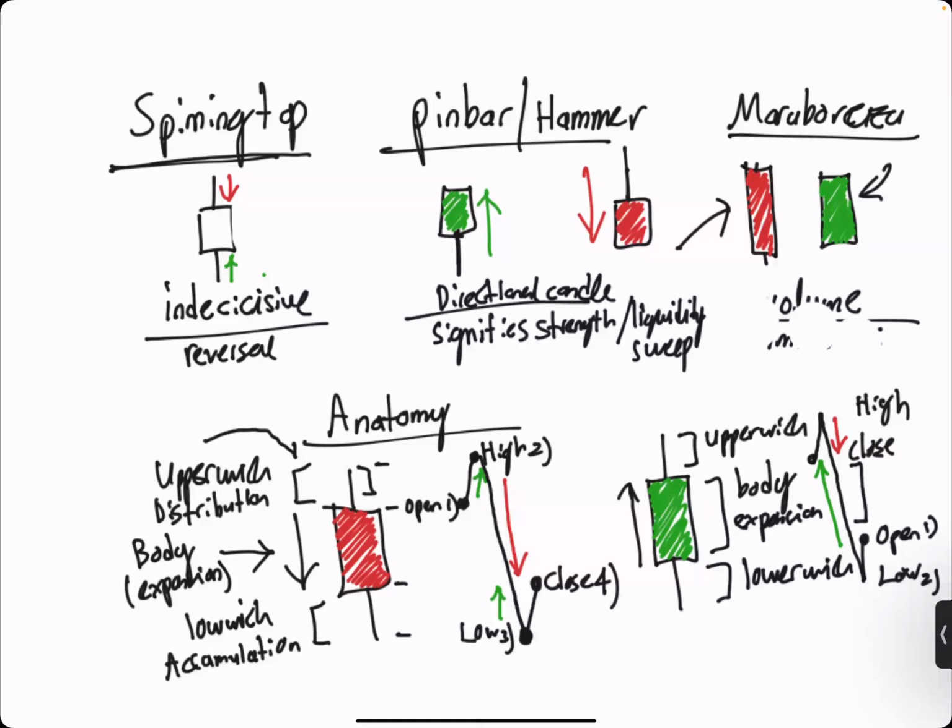All right. And the way we can confirm that reversal is by looking for the next candle to close under and show some type of strength, going to the downside if it's red for a red reversal, or going to the upside if it's green for a green reversal.